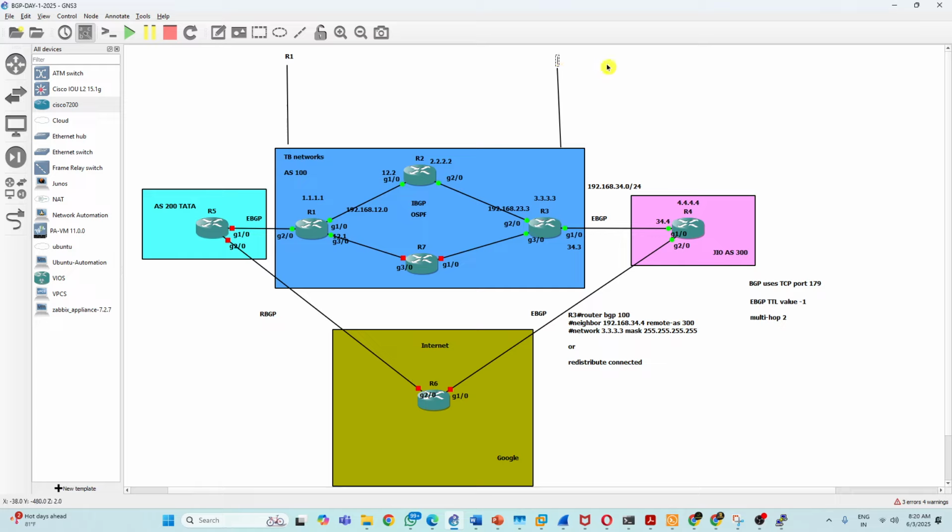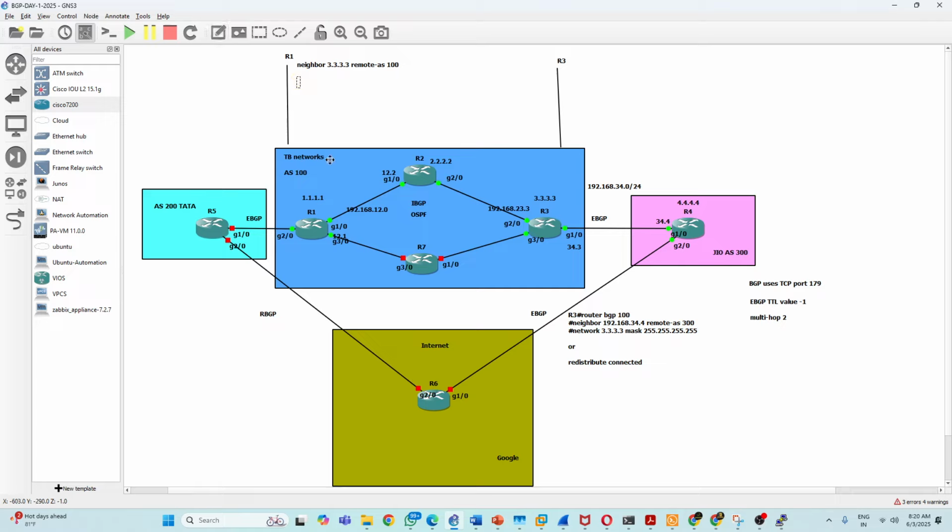This is R3. Okay, so what I'm giving in R1 is neighbor 3.3.3.3 remote AS. How much? It's 100 only, because both are 100. I'm giving this statement. Once I have given this statement, what will it do? It will establish a three-way handshake process, right? First of all, BGP uses TCP port number 179, right? It will use the established.